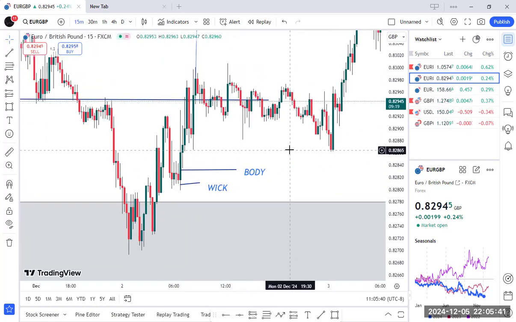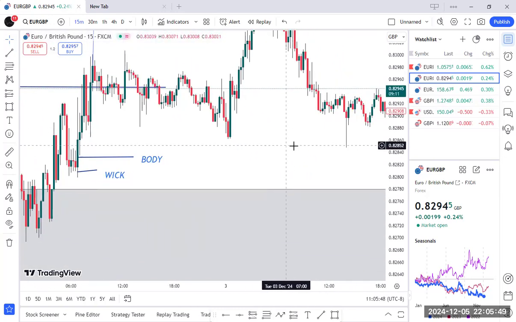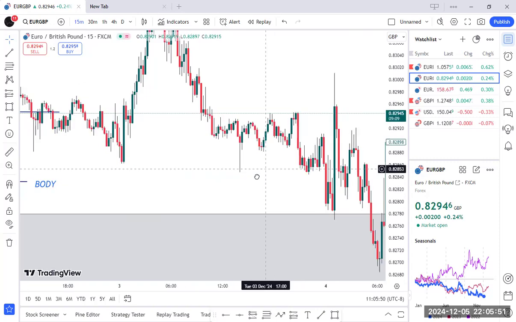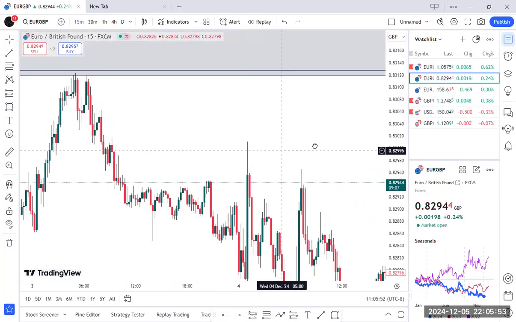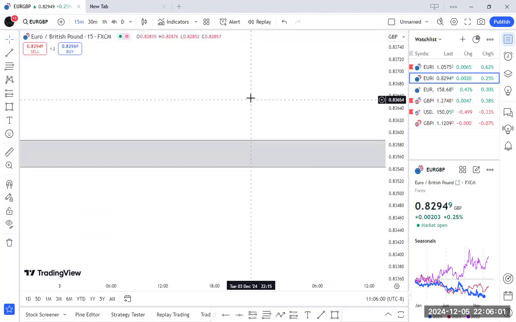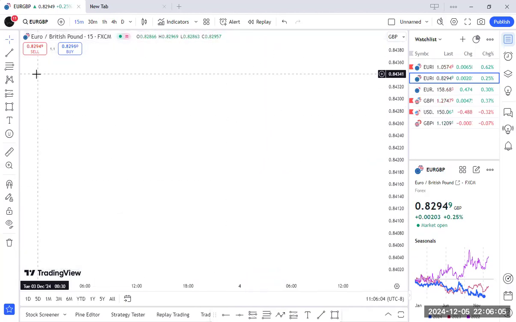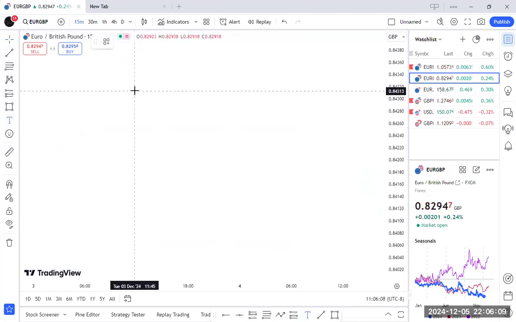We have different kinds of candlesticks. We have the hammer, the doji, and the engulfing. I'm going to write them down one after the other for you. Hope you guys are taking note of it. Yes, you are taking note. Okay, so we have different types of candlestick patterns. Let me write them down.